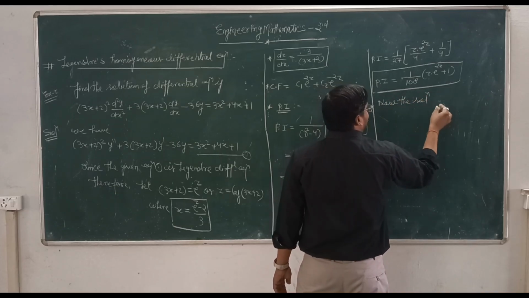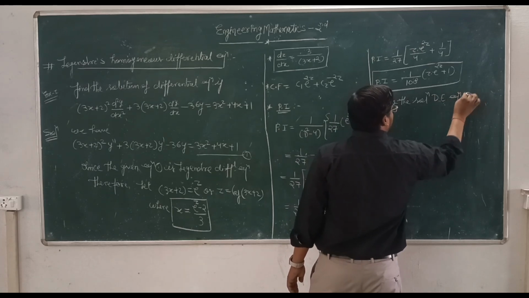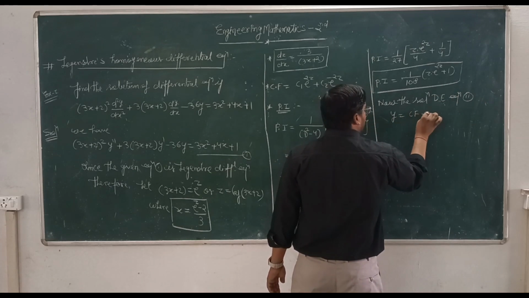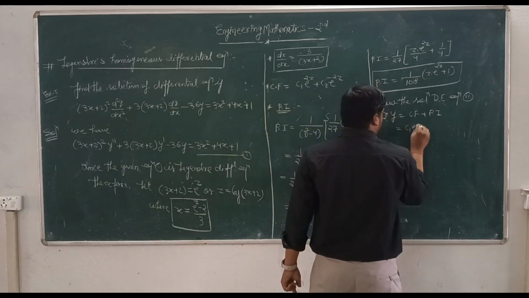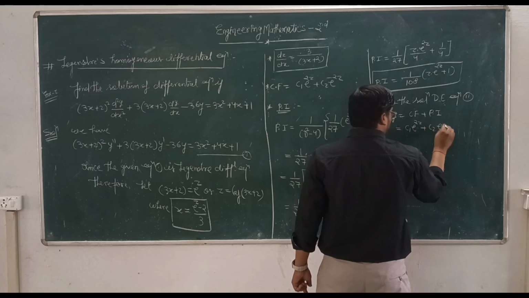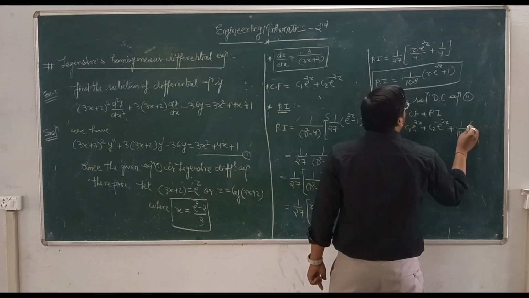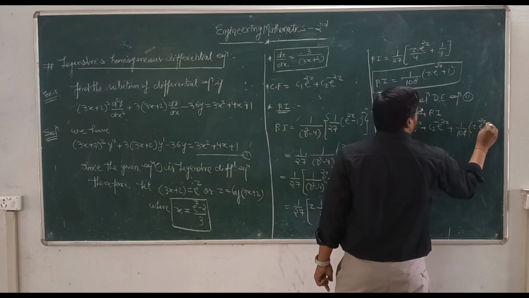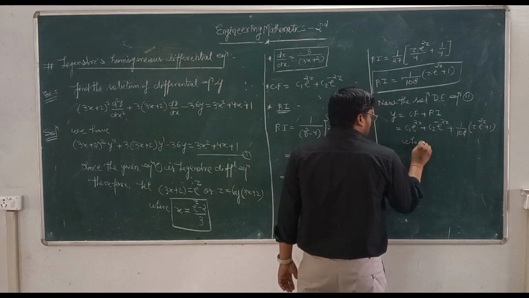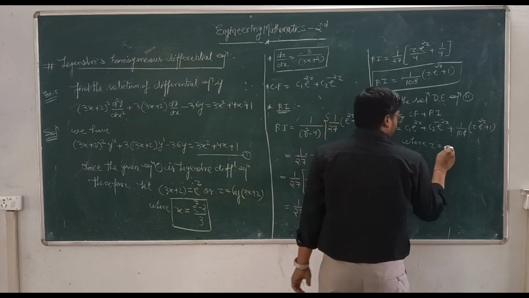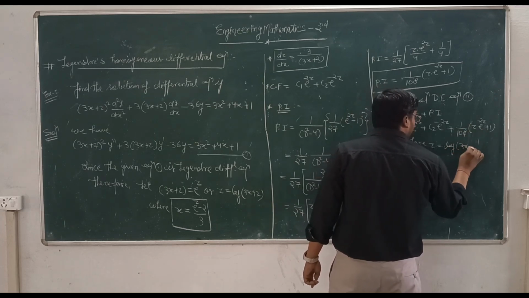Now the solution of the differential equation: y is equal to CF plus PI. Put the value of CF is equal to c1 e to the power 2z plus c2 e to the power minus 2z, plus 1 upon 108 PI. This means z into e to the power 2z plus 1. Now where z is equal to log 3x plus 2.